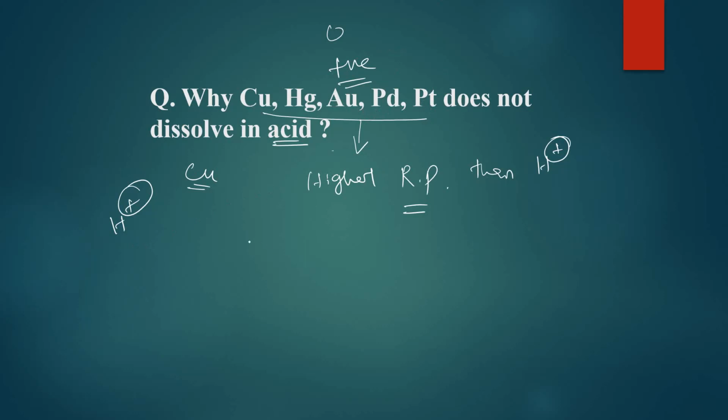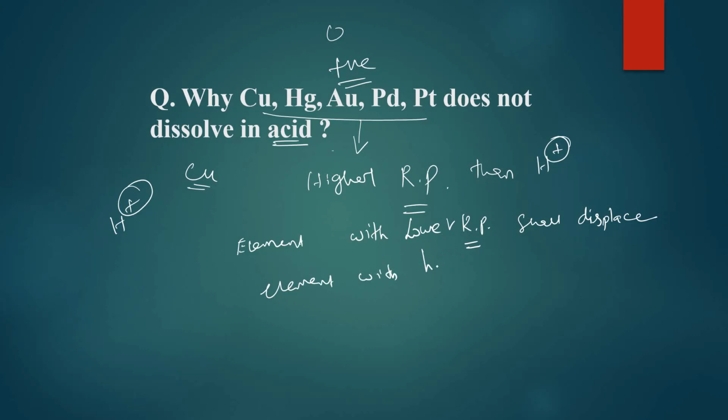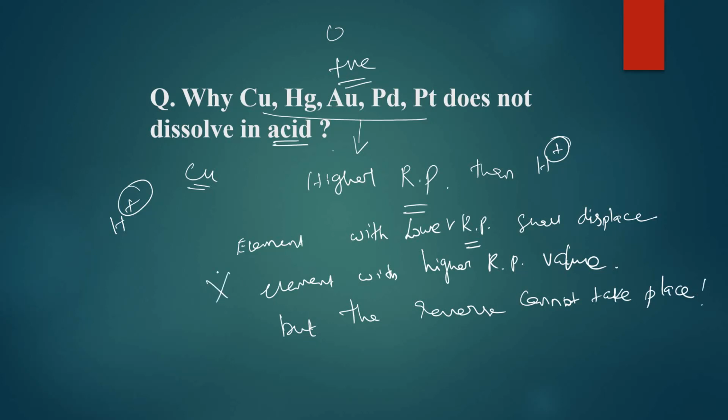So remember, the element with lower reduction potential value shall displace the element with higher reduction potential value, but the reverse cannot take place. Right? Clear? Make a note.